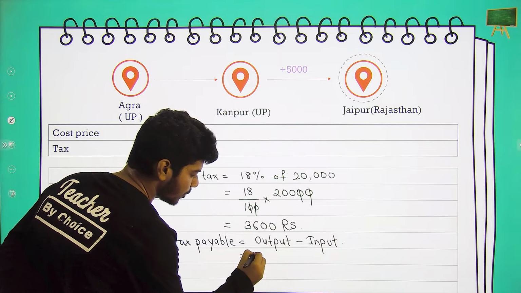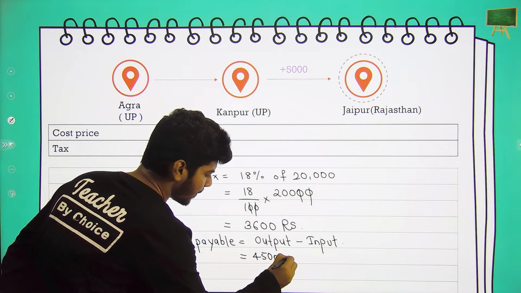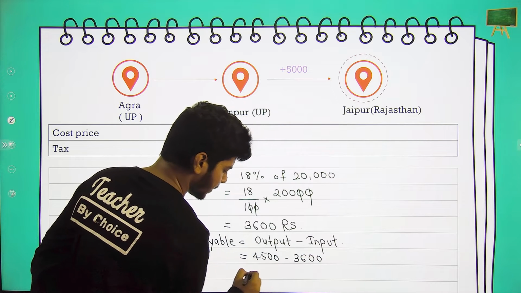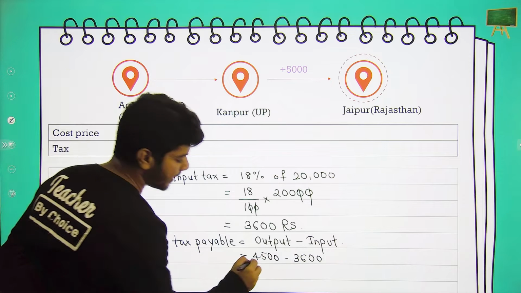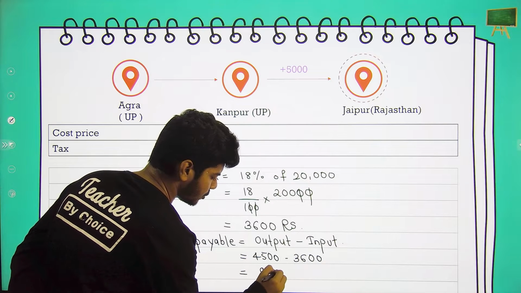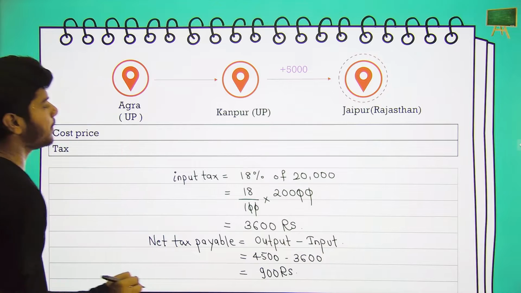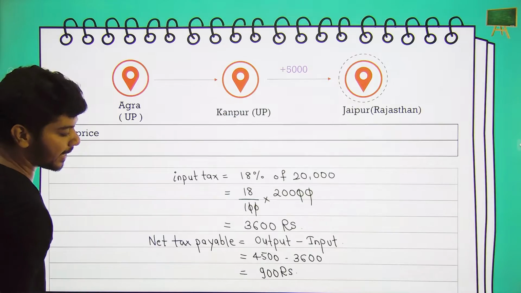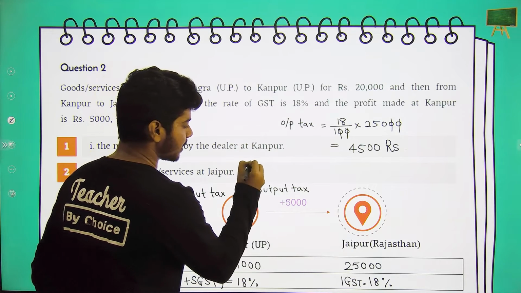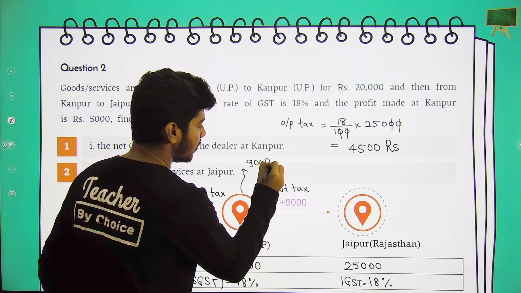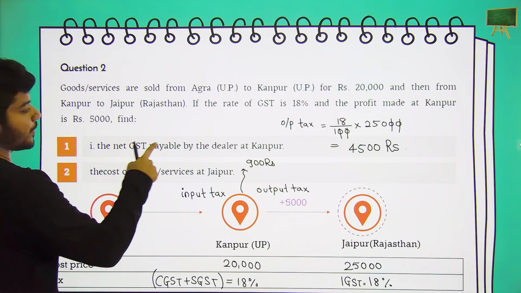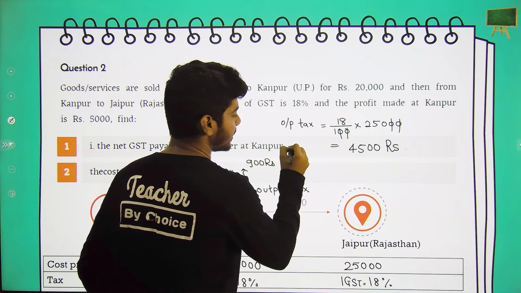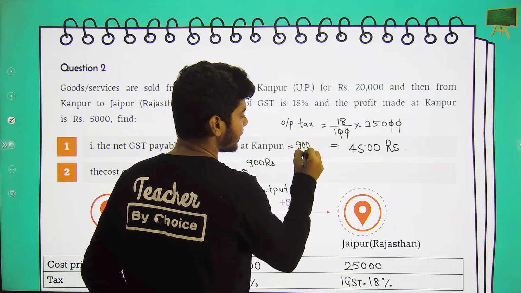Which would be equal to 4,500 minus 3,600. So this would give me 900 rupees total. So the person who is at Kanpur will pay the tax of 900 rupees. Now see, the net GST payable by the dealer at Kanpur is 900 rupees. We have calculated this as 900 rupees.